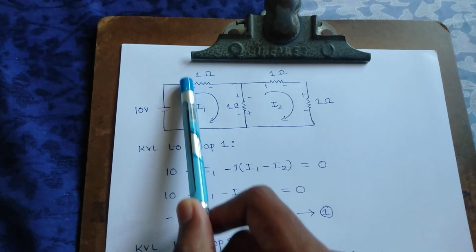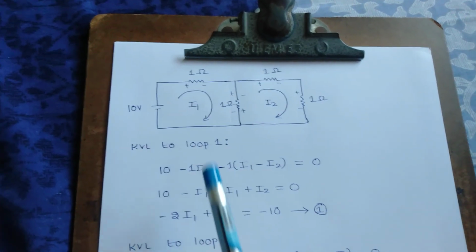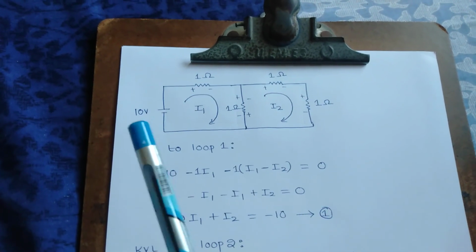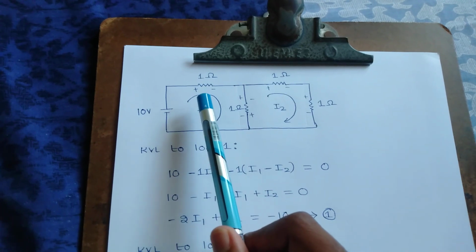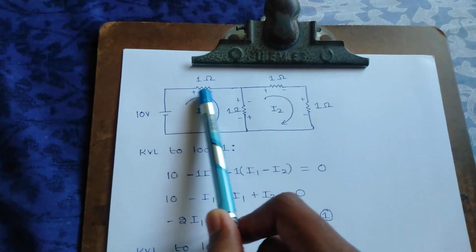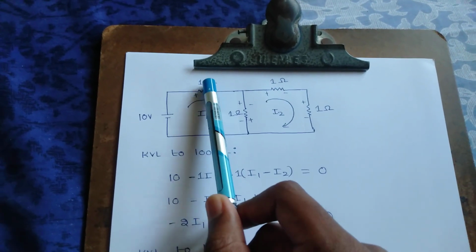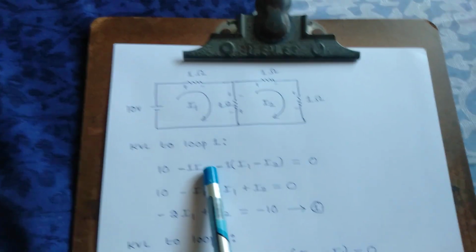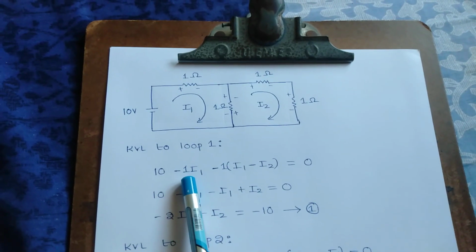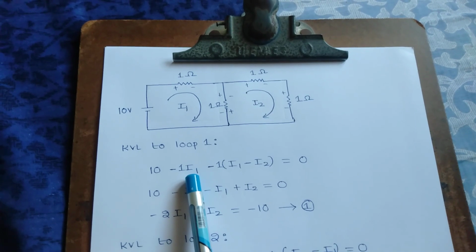that means to say the voltage drop across this resistor is, we know that V is equal to IR, right? So the voltage drop across this resistor is I1 multiplied by 1 ohm. So minus 1 multiplied by I1.